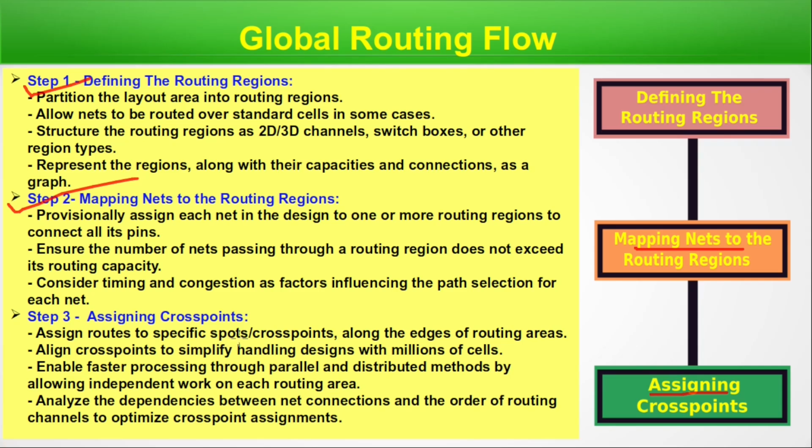Assign routes to specific spots or cross points along the edges of routing areas. Align cross points to simplify handling designs with millions of cells. Enable faster processing through parallel and distributed methods by allowing independent work on each routing area. Analyze the dependencies between net connections and the order of routing channels to optimize cross point assignment. These are the 3 steps by which global routing flow is done. So we are done with this slide. We will move to the next slide.